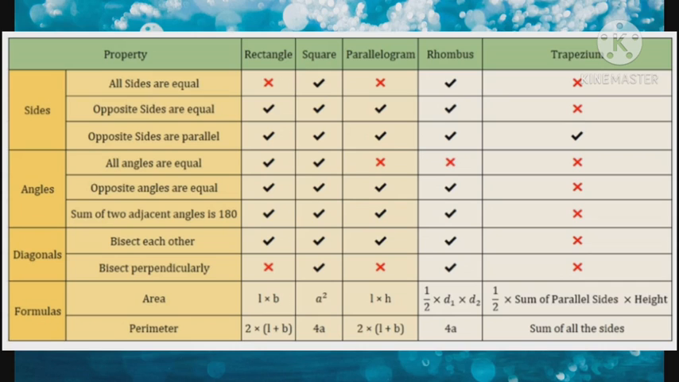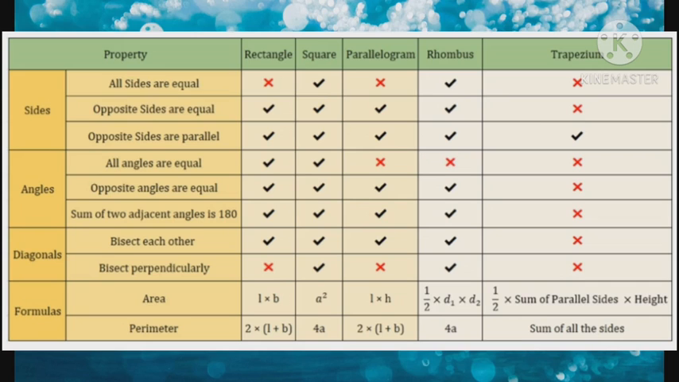Okay. In the fair notebook, first of all you have to write the name of the lesson. Then second, what is quadrilateral. Then the next is types of quadrilateral. Then you have to write the properties of each and every quadrilateral. While writing the properties, first of all write the name of that quadrilateral, draw its figure, then write its properties along with its area and perimeter.